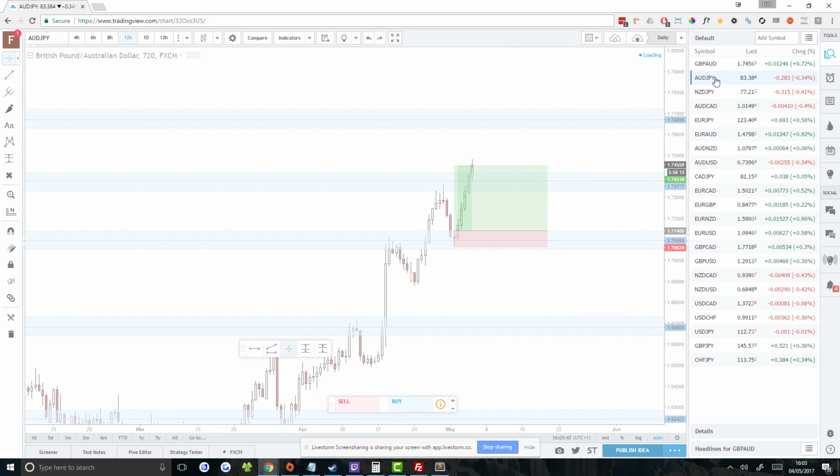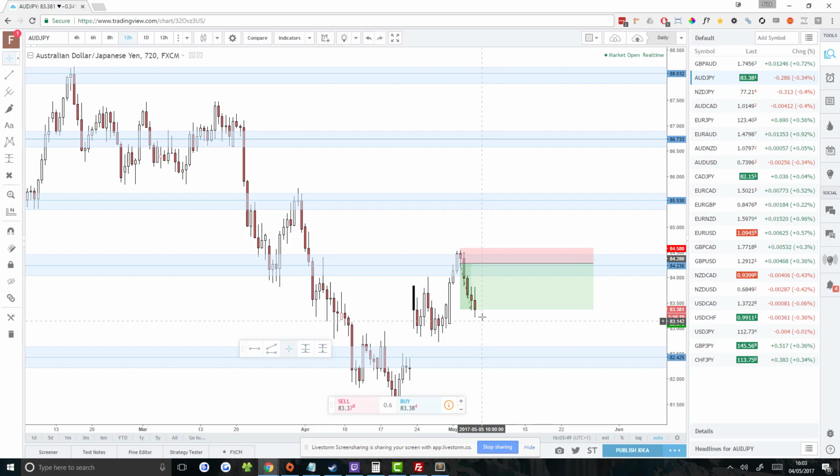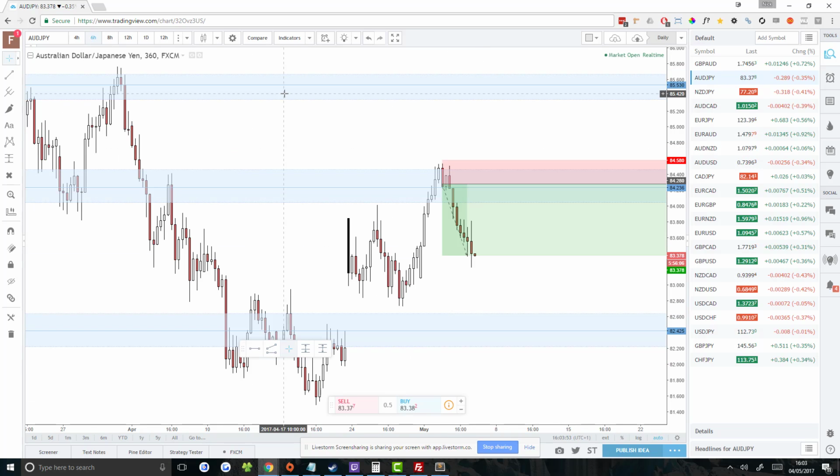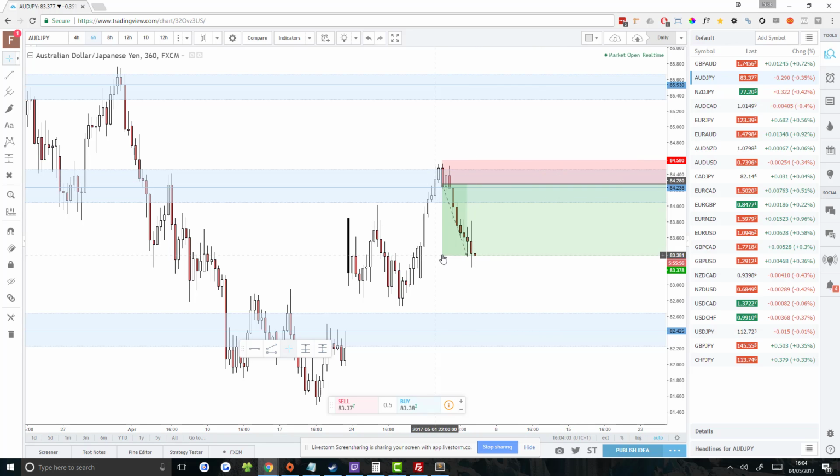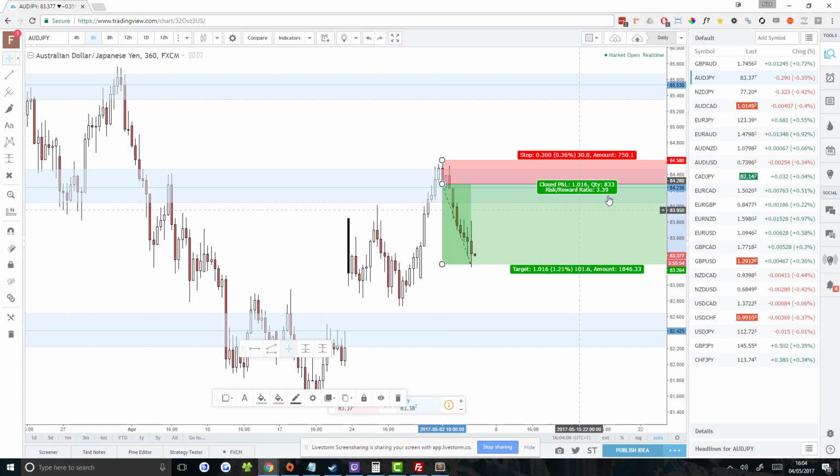Next one, AUDJPY. AUDJPY is absolutely killing it. I shared this trade with you guys on Tuesday's analysis. I shared several JPY trades, and this was one of them. And this one is just doing so well. It is currently at 3.4R. So that's 3.4 times the size of the stop loss.